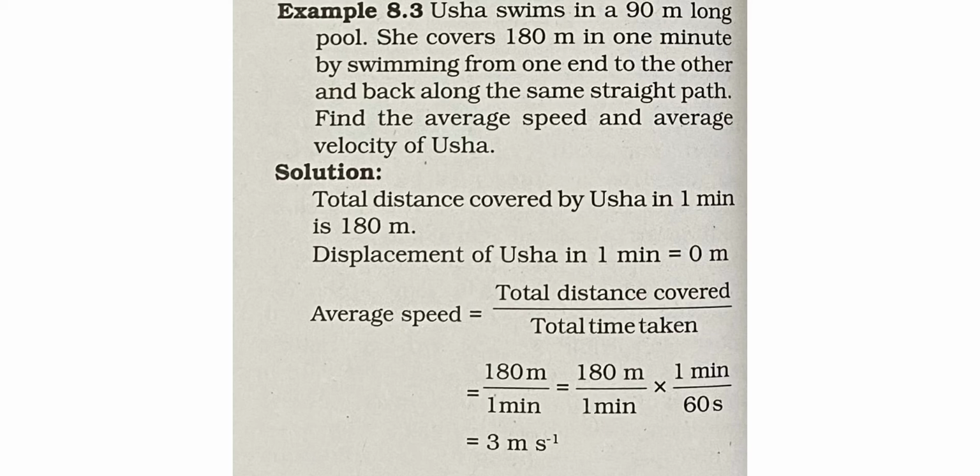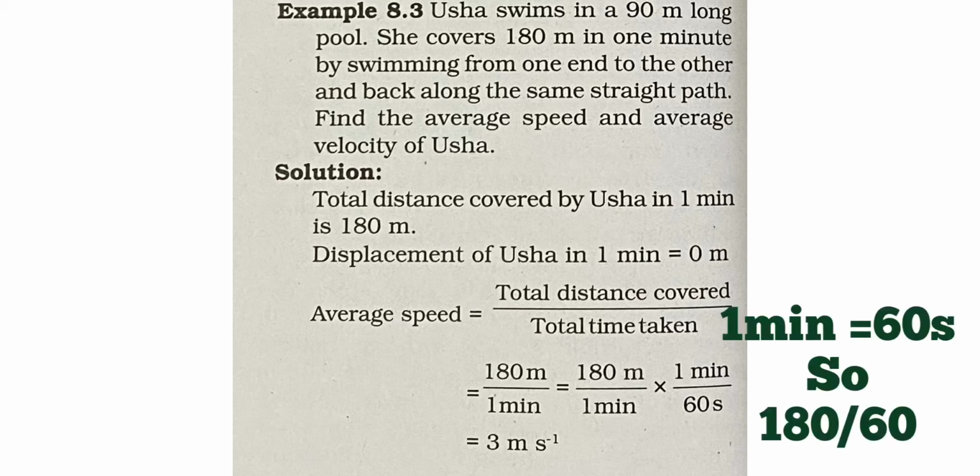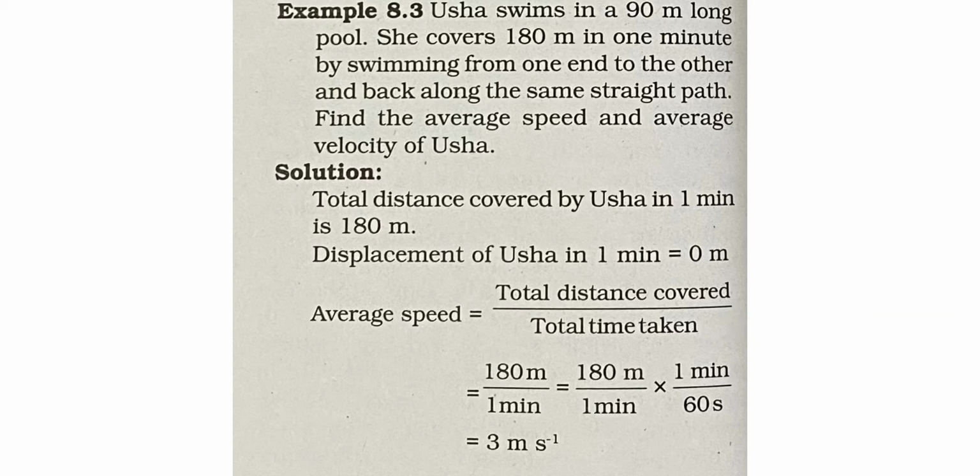First of all, we will calculate average speed. You know what is the formula for average speed, right? Average speed is equal to total distance upon total time. Now what is the total distance? 180 meter. And what is the total time? 1 minute. Here we have to convert minute into second. So 1 minute is equal to 60 seconds. So it will be 180 by 60, that is equal to 3 meter per second. So her average speed is 3 meter per second.